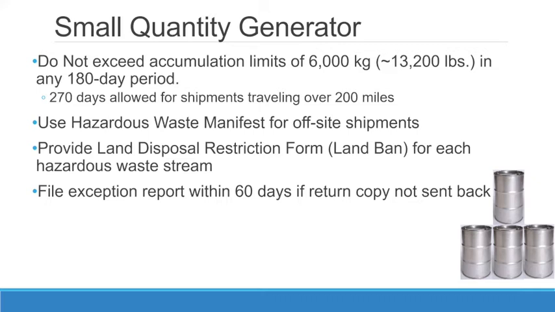Again, we need to use a manifest, and I also need to provide a land disposal restriction form for each of the hazardous waste streams. So again, you see I've got more requirements. And the last thing is filing an exception report. Basically, when your waste goes off to the disposal site, the hauler takes it, the disposal site signs off, and you're to receive what's called the return copy back to you. And if you don't receive that return copy within 60 days, you need to file an exception report and let the state know that you did not get the proper paperwork back, and an investigation will occur.